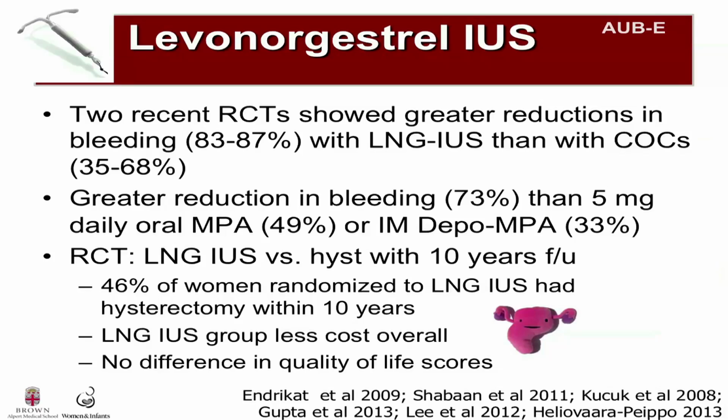Lastly, a randomized clinical trial of 236 women compared the levonorgestrel intrauterine system to hysterectomy, and they have 10 years of follow-up. How you interpret the data depends on whether you look at it as glass half full or glass half empty. Although 46% of women randomized to the levonorgestrel intrauterine system had a hysterectomy within the subsequent 10 years, 54% of women willing to have a hysterectomy at the time of randomization, because at randomization women had to be able to accept either treatment, 54% of these women willing to have a hyst avoided hysterectomy in the subsequent 10 years. This study found that the levonorgestrel intrauterine system group had less costs overall and no difference in quality of life scores.